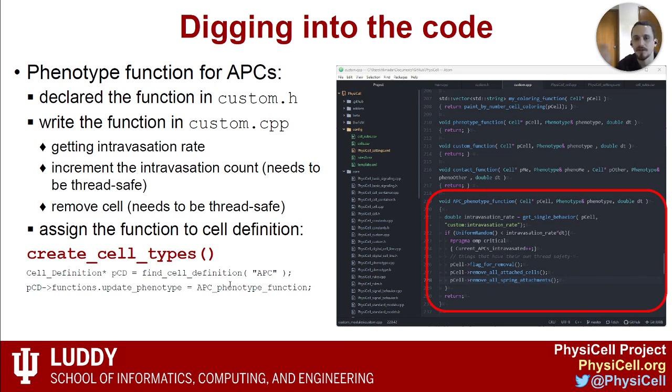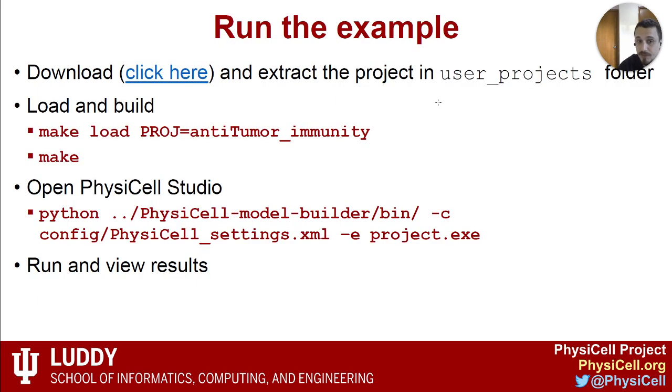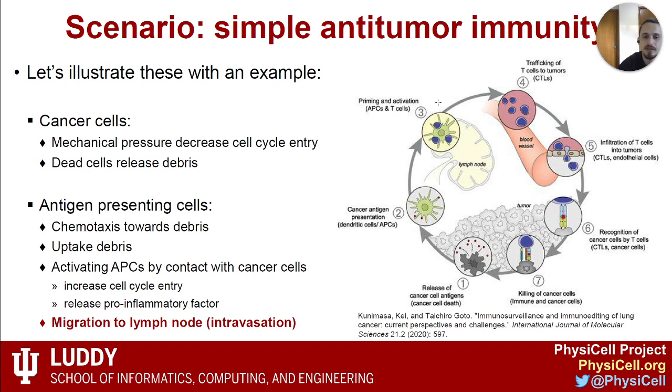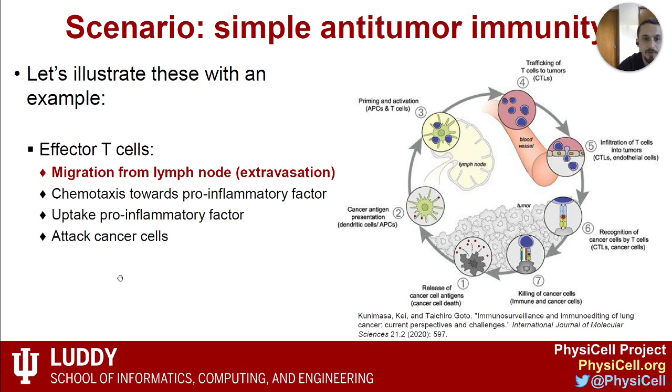I just highlight some parts of this full model here, where I mainly use the C++ part for coding. Phenotype function for APCs. Initially, we create one phenotype function specifically for the APCs because we want to model, I forgot to mention, exactly the part highlighted here: the migration to the lymph node, the intravasation, and the migration from the lymph node of the effector T cells. It is necessary to do extra work in C++ for this, because all of those other rules could be done by rules, as you saw with much of them in the previous sections.